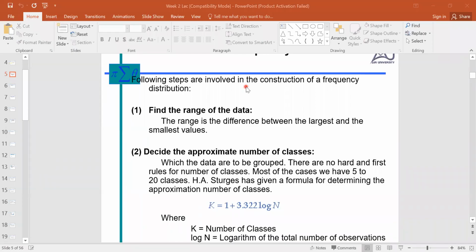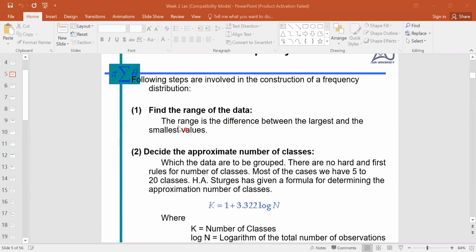In this video, you will learn how we can construct the frequency distribution or make a data set table, or how we can arrange data in group form. So there are some steps which are very important to construct the frequency distribution. Keep in mind, before constructing the frequency distribution, you must know about the range.